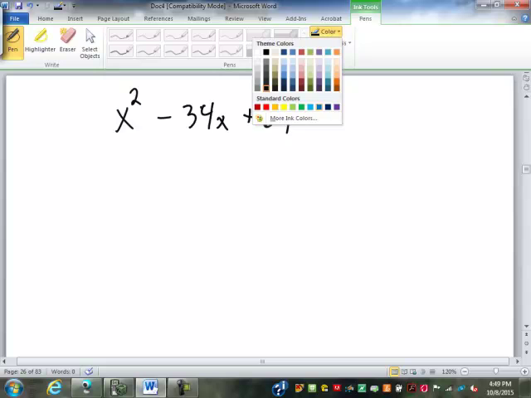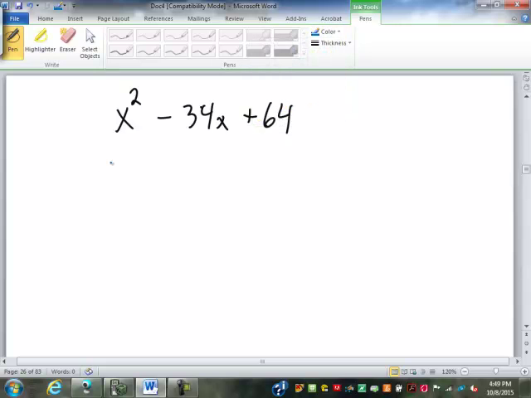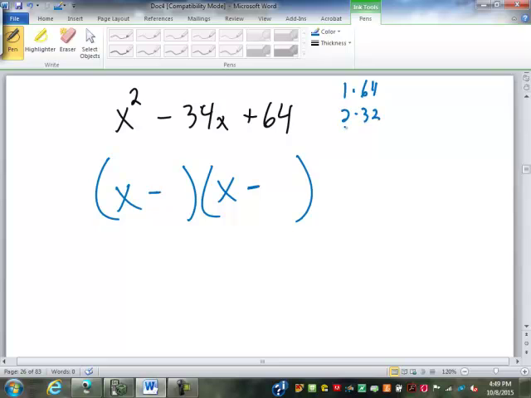So no common factors. X times x makes x squared. How about the 64? Well, this is negative, so we know this is going to be a negative and a negative most likely. 1 times 64, 2 times 32, 4 times 16. 2 times 32. Negative 2 times negative 32. Perfect. I'll leave it up to you guys to double check it.